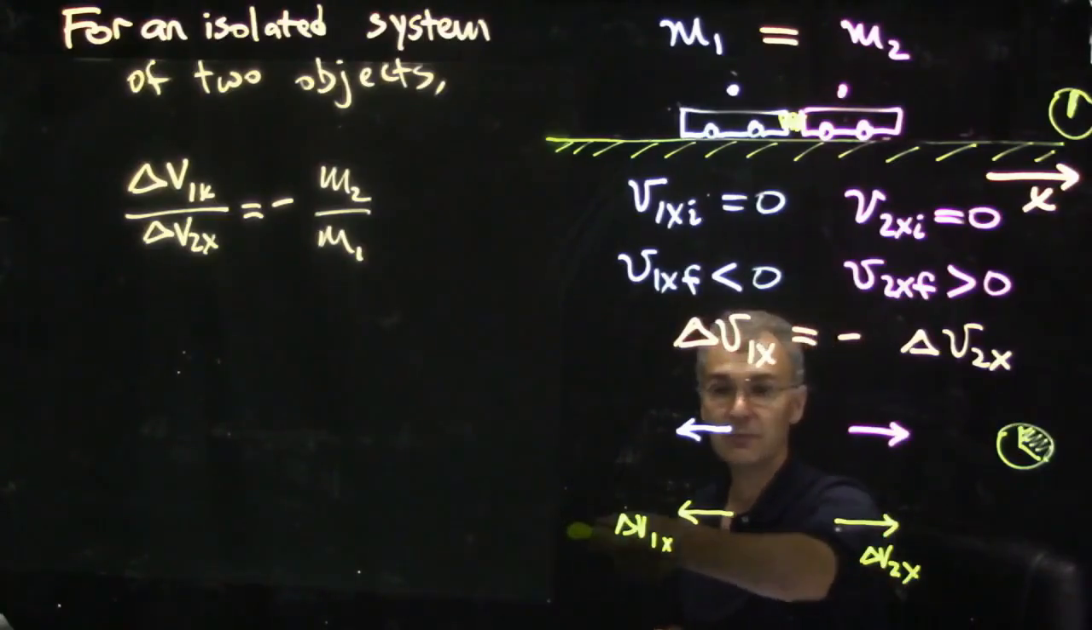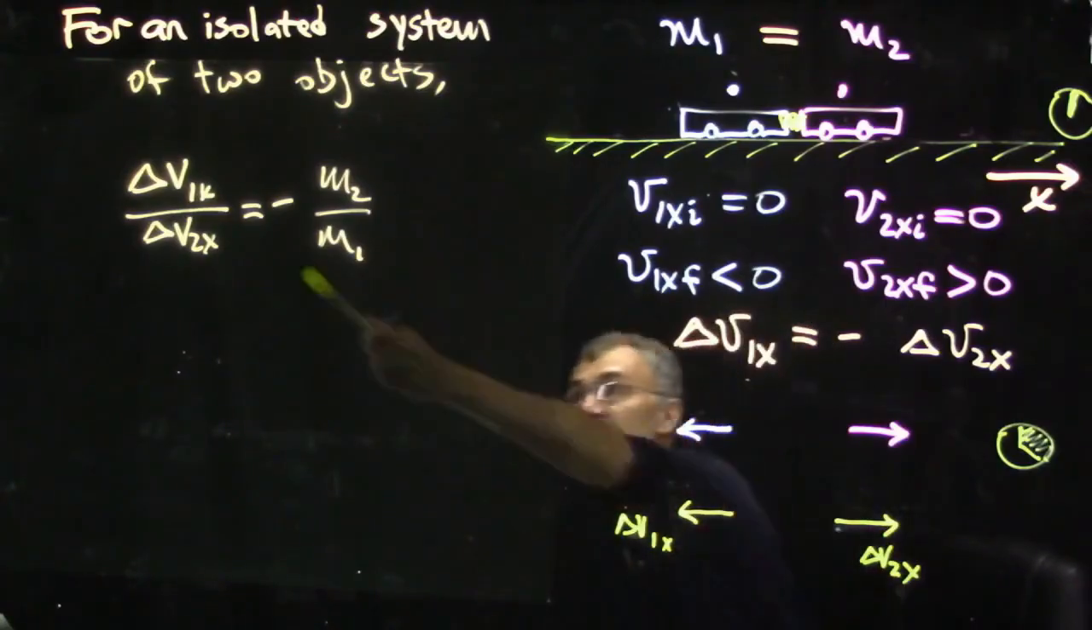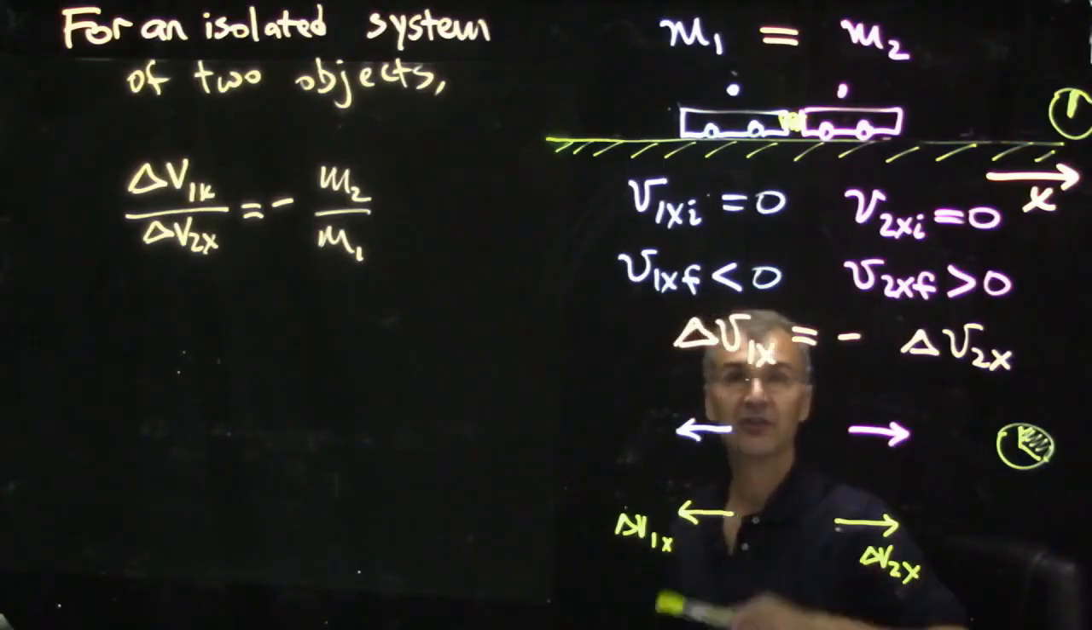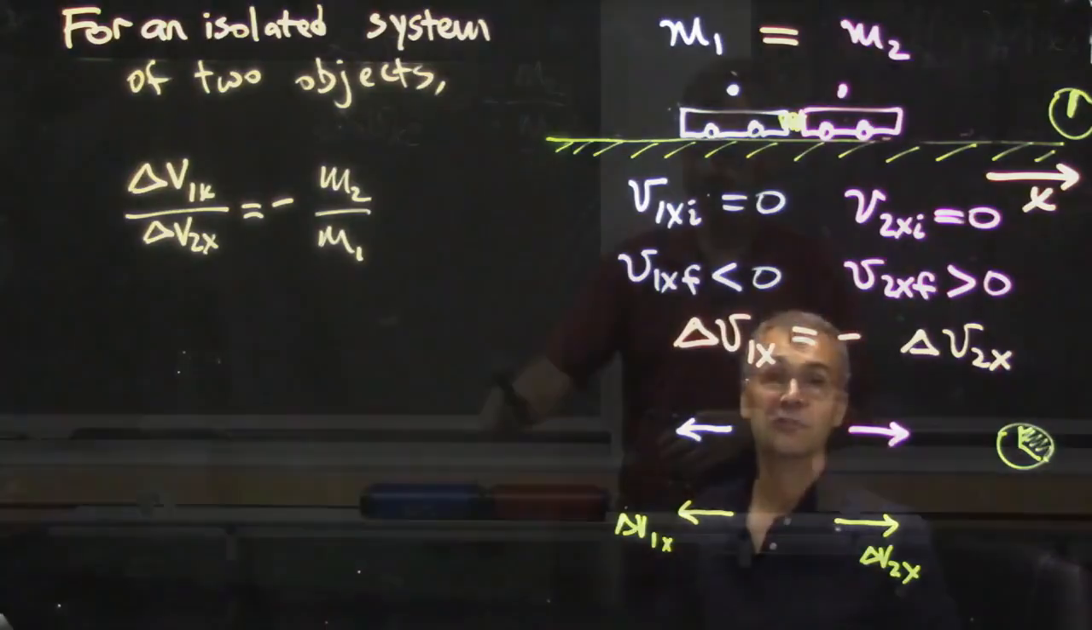So you can see that m1 times delta v1 plus m2 times delta v2, they add up to 0. So you can also see the ratio of these 2 changes in the x direction in velocity is -1, since m2 over m1 is 1. Let's see what that looks like.